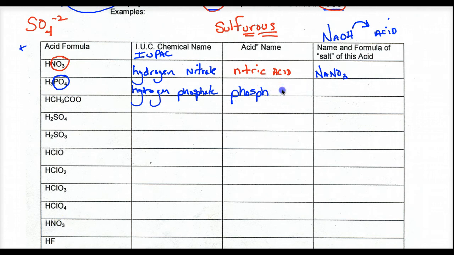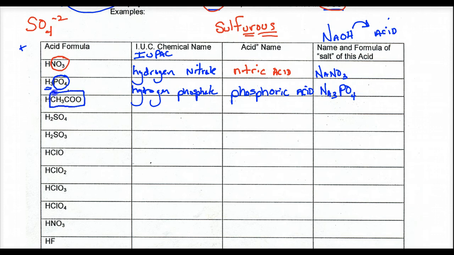Phosphoric acid. It's a weak acid. It's a polyprotic acid. And so hydrogen phosphate. It's the phosphate, ate becomes ic. Phosphoric acid. Name of the salt will be sodium. You need 3 of them because the phosphate ion is -3. Sodium phosphate.